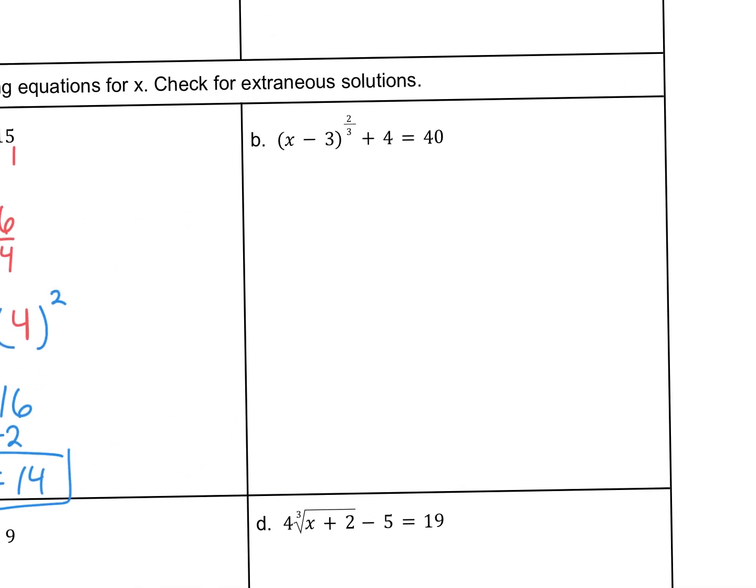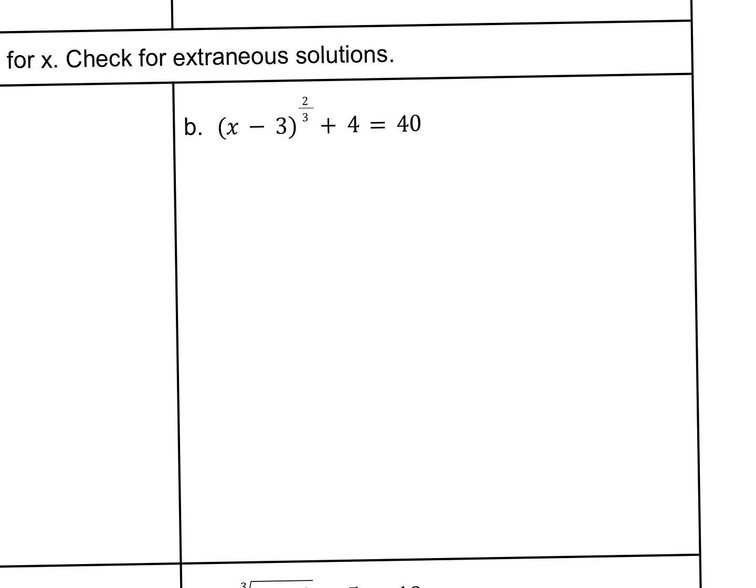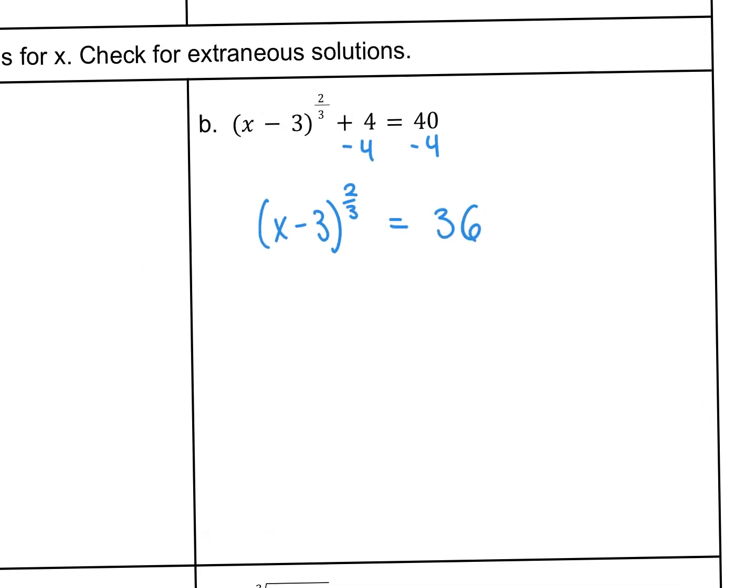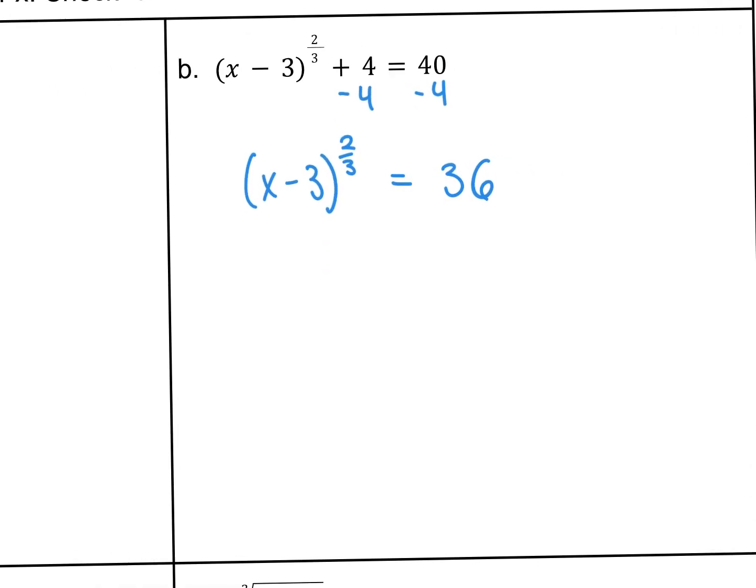Next up, what happens when the roots have fractional powers? Okay, it's still a root, still got to get it by itself. So in this case, subtract the 4 over. That gives me this. And if you remember, something special happens now. Okay, so we have to take both sides to what we call the reciprocal power.